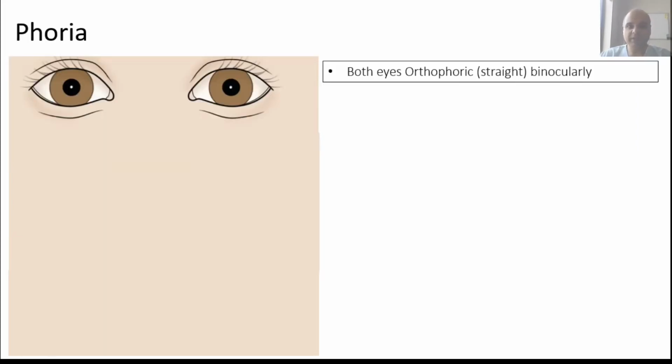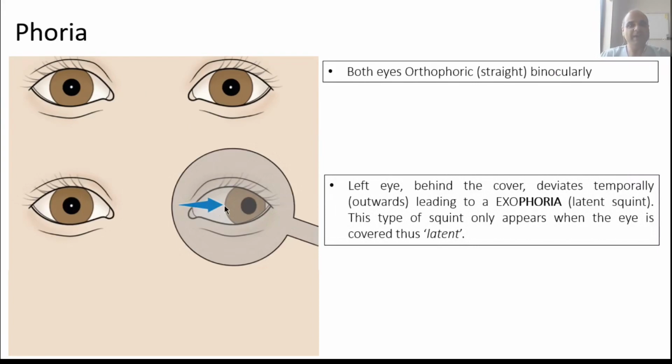And this is what phoria is. When both eyes are open, the eyes are straight. I cover one eye. The eye behind the cover starts deviating. And the eye behind this cover, this is the left eye, has deviated outwards, which is called exophoria. Exo is for out, phoria is for latent squint or hidden squint. It's called hidden because it's only apparent when the eye is covered.